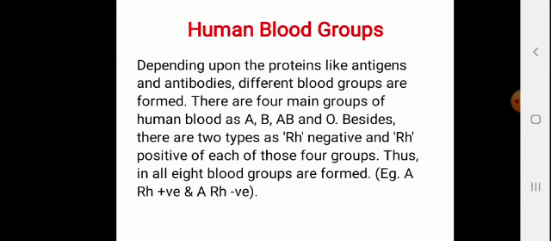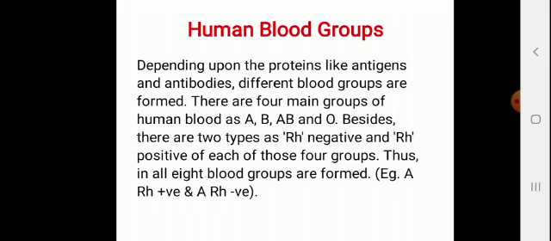There are four main groups of human blood such as A, B, AB and O. Besides, there are two types as Rh negative and Rh positive of each of those four groups. What is meant by Rh factor? The rhesus factor is an important characteristic of blood cells. Most people are Rh positive, meaning they have inherited the Rh factor from either their mother or father.